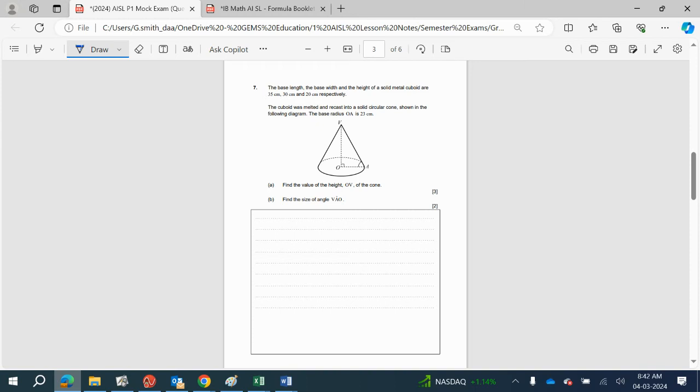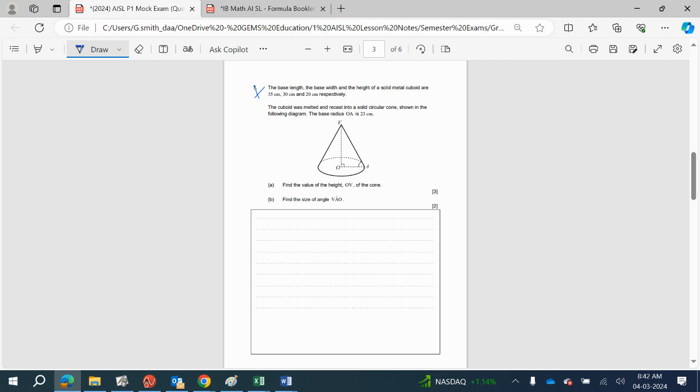So this first sentence here at the top says the base length, the base width, and the height, so the length, width, and the height of a solid metal cuboid of 35 by 30 by 20. So you've got a cube, like a box.